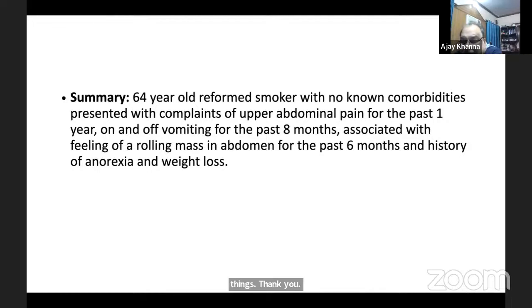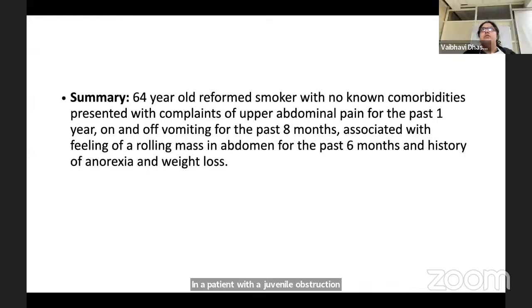Vaibhav, can you tell what are the causes of bilious vomiting in a patient with a duodenal obstruction? Sir, periampullary carcinoma may present with bilious vomiting. So periampullary carcinomas would be carcinoma of the ampulla itself and carcinoma of the duodenum.